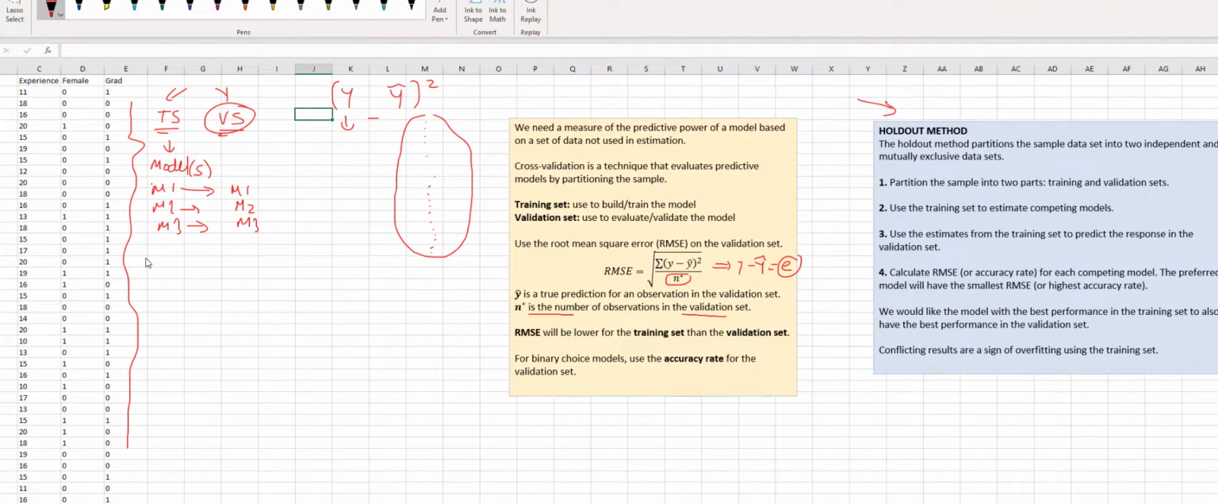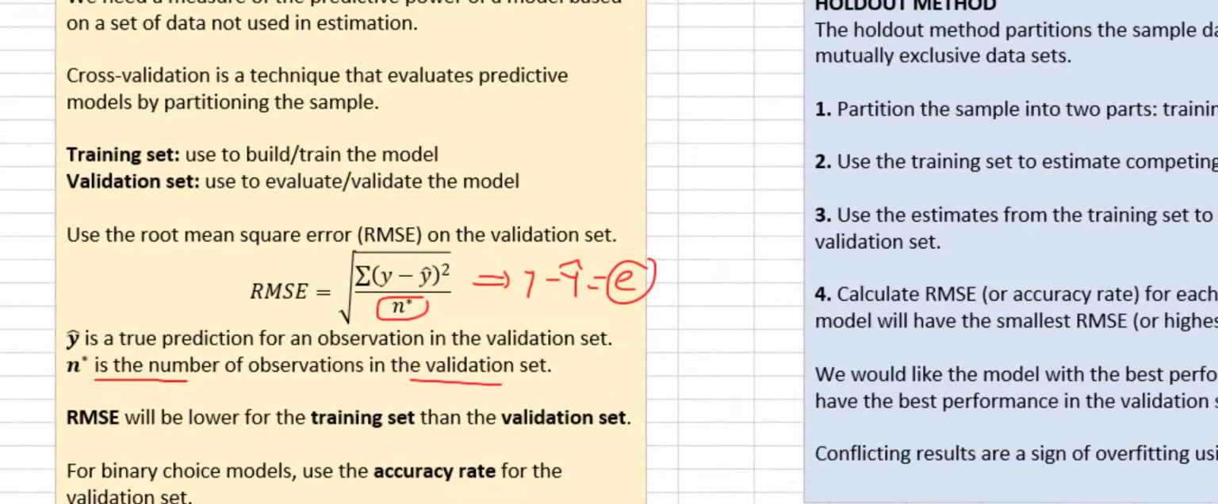So let me repeat here. You are going to, let's say, build 3 models, M1, M2, and M3 using the training dataset. And then you are going to predict y hats, y hat 1, y hat 2, and y hat 3 using 3 models. And then you are going to calculate root mean square error for each model in the validation set. And one important point is that root mean square error will be lower for the training set than the validation set. The reason is because we built the model in the training data set. We expect that the model fits better to the training data set.